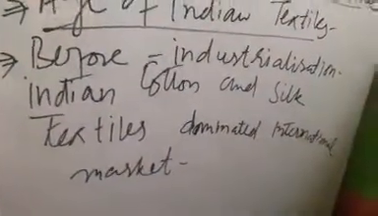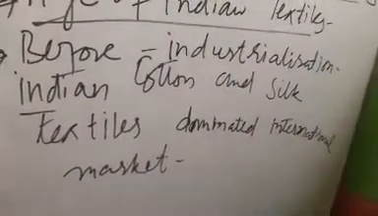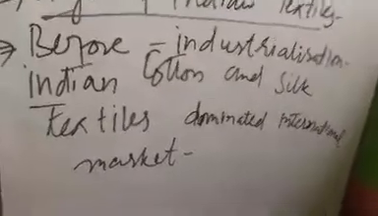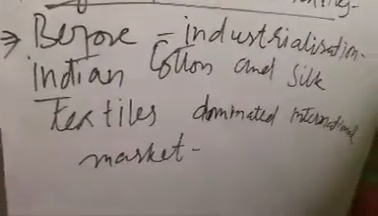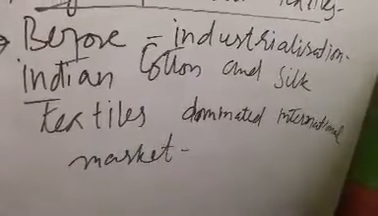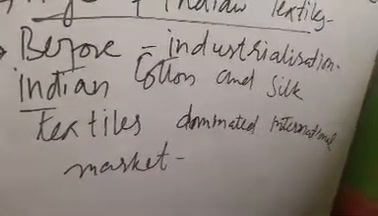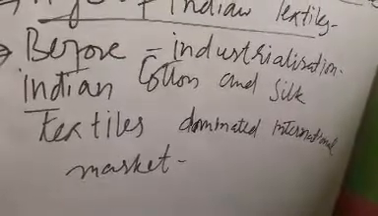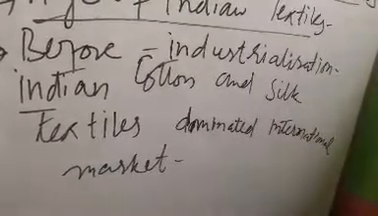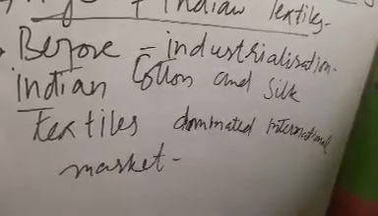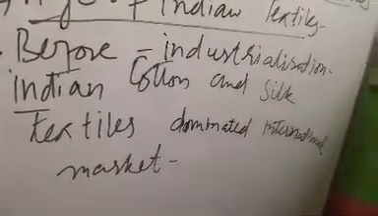So the first point is that before the age of machines, before the age of machine factories and machine industries, India was famous throughout the world for its cotton and silk textiles. And these Indian cotton and silk textiles had dominated the international market, international trade, for a long time.